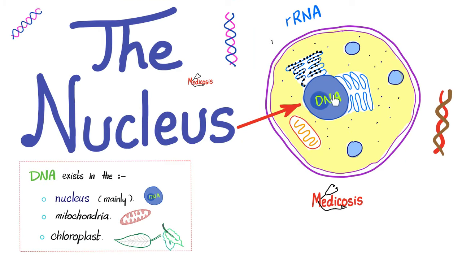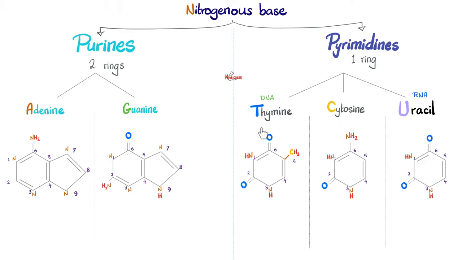DNA replication happens in the nucleus, and then DNA transcription also happens in the nucleus. The end result is beautiful mRNA. The mRNA will leave the nucleus through the nuclear pores, will go to find those lovely ribosomes on the rough endoplasmic reticulum, and then we'll make proteins, translation. Thymine is to DNA what uracil is to RNA, which means there is no such thing as thymine on the RNA. Instead, we'll have uracil.